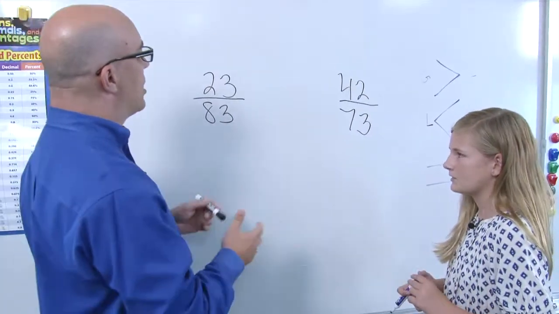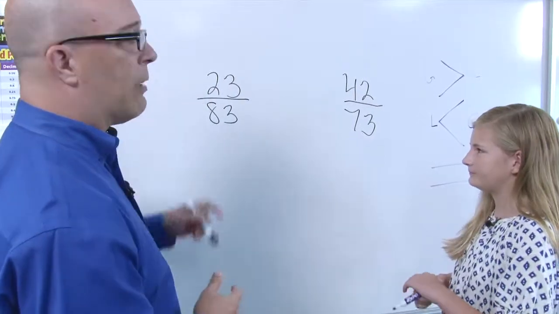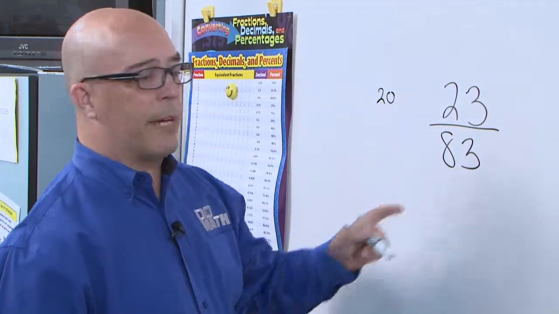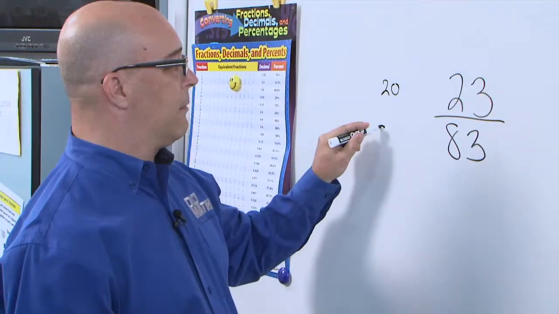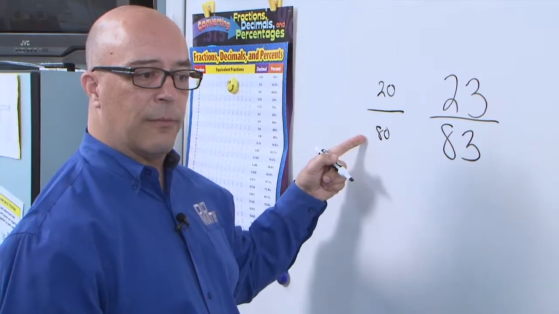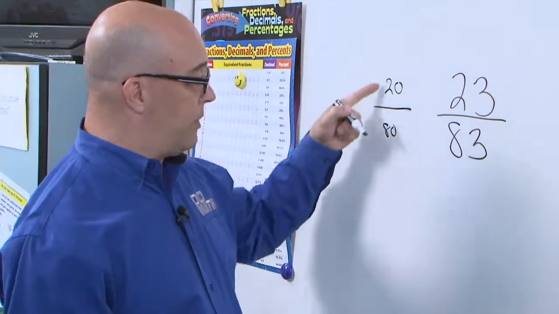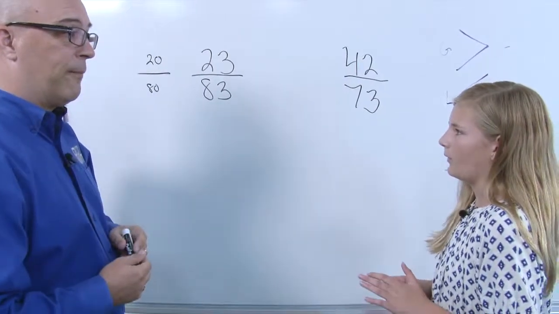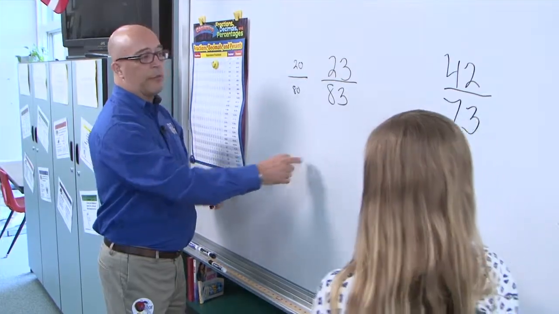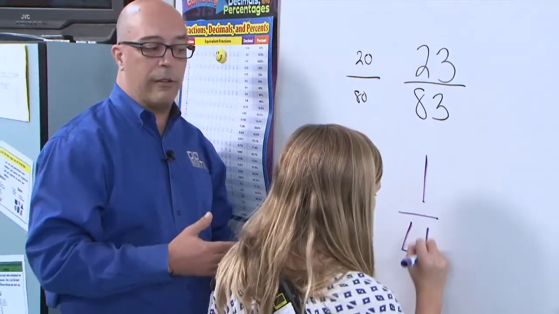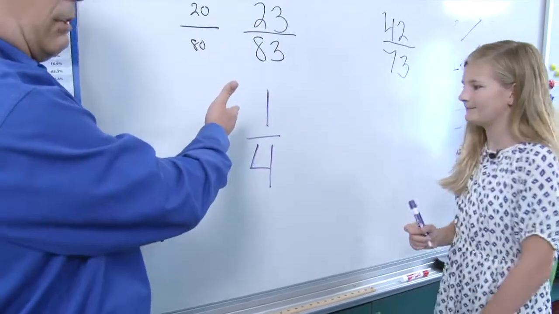So one thing I would suggest is maybe estimating. 23 is about what? 20? It's about 20, right? And 83 is about? 80. Now, if we had 20 over 80, what would that simplify to, do you know? 2 over 8? Well, it would be 2 over 8, and if you wanted to simplify it even more, what would that be? 1 over 4? Okay, so why don't you just put 1 over 4 under here? So we know that that estimates to be 1/4. You agree with that?